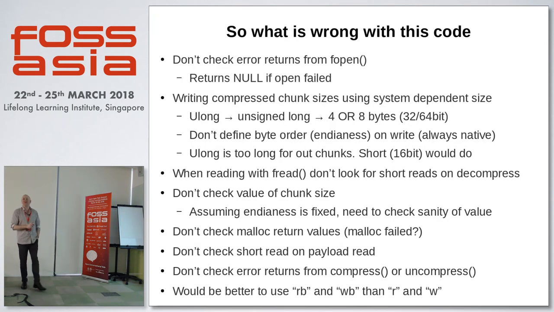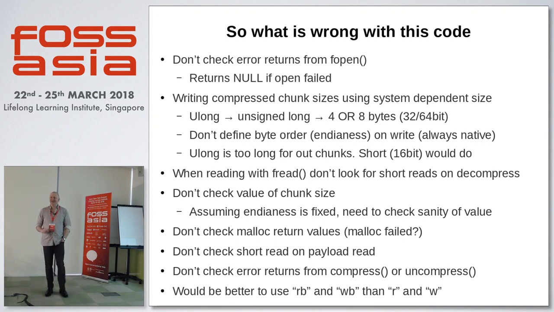There are some things wrong with what I wrote. I don't check the results of fopen. It'll return null if the file isn't there or it can't open a file to write. I use unsigned longs to write the sizes, which is system dependent, so 32-bit or 64-bit, also endianness specific, etc. I could have made it shorter and written 16-bit headers because they will be big enough for the chunks we have. They'll never be more than the value of 1024, or not too much more.